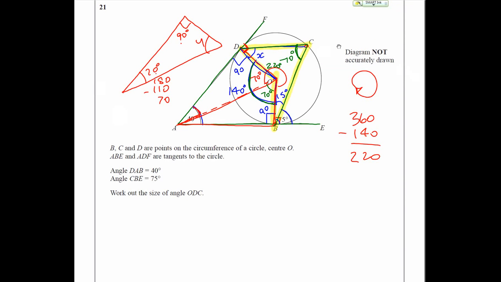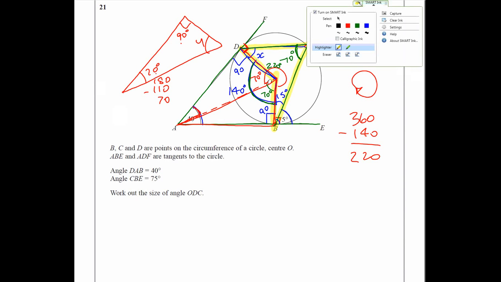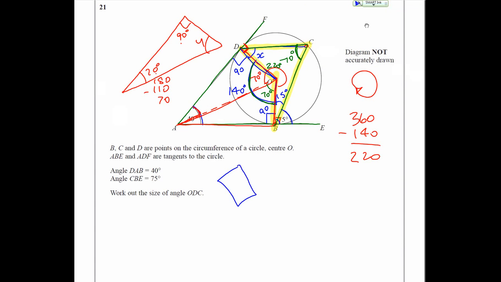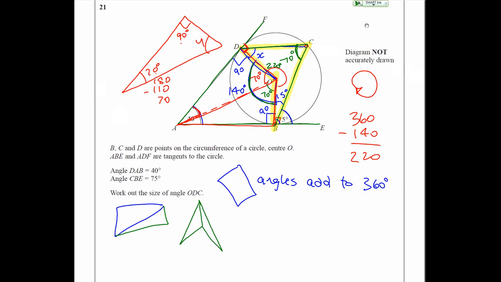Now, an important thing to notice here is that we have a four-sided shape. We know that angles in a four-sided shape add up to 360 degrees. It doesn't matter what four-sided shape it is, angles add up to 360 degrees. You can think about a triangle's angles adding up to 180. If you make another triangle, they're going to add up to 360. Anyway, so they add up to 360, and we've got already 220.